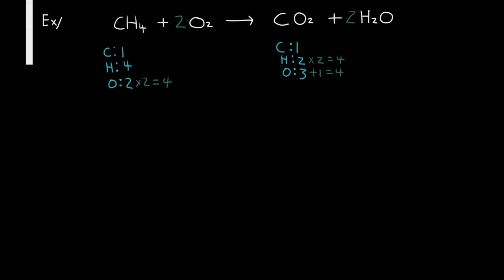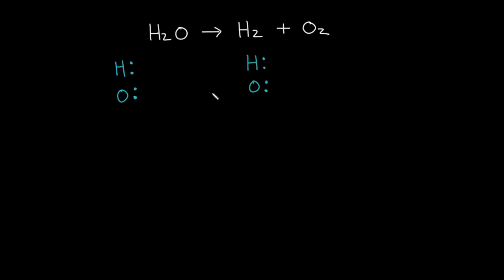Okay, let's do another problem. So this time we have water decomposing into H2 and O2. So we do the same thing as the last problem, we make a table. So this time we have hydrogen and we have oxygen on the reactant side and the product side. So this is for the reactants and this is for the products. So now we can count.